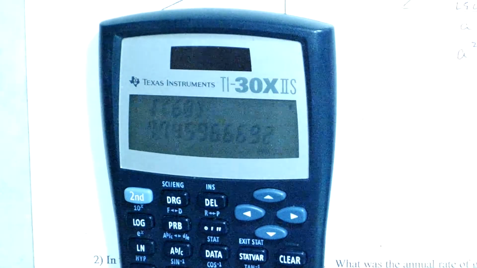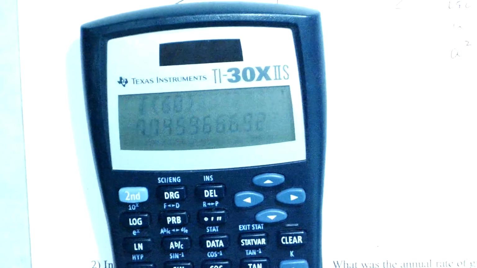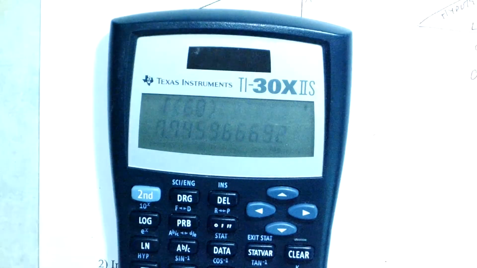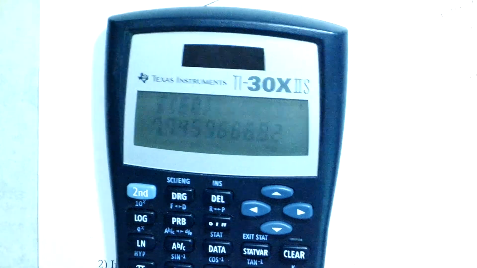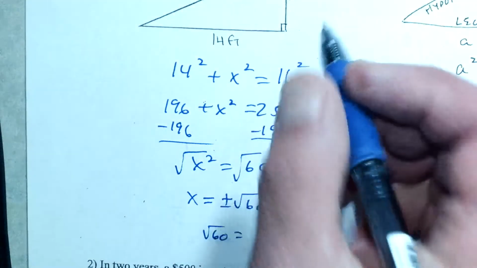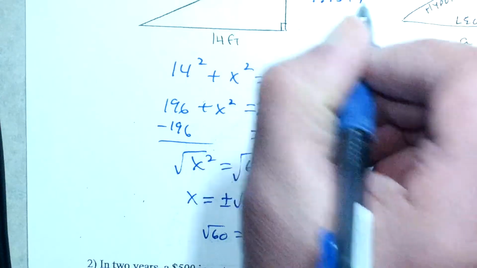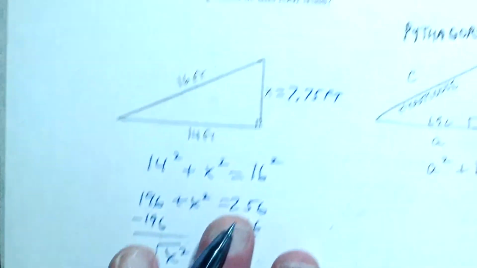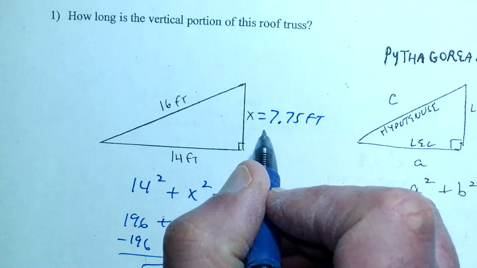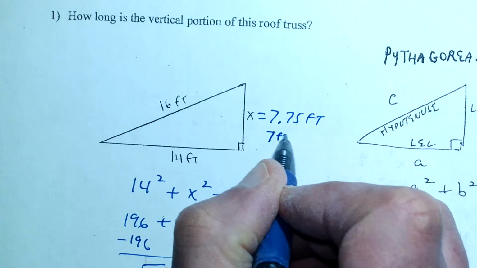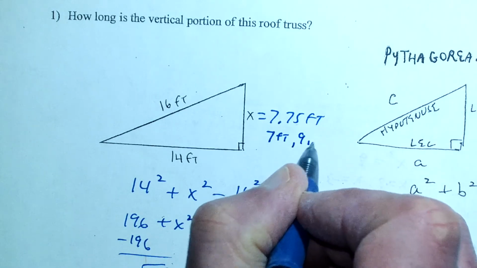That's awfully close to 7.75, which is 7 3/4 feet. So this would have to be 7 3/4 feet, and 3/4 of a foot is 9 inches. So this is really 7 feet 9 inches if we wanted to do that.